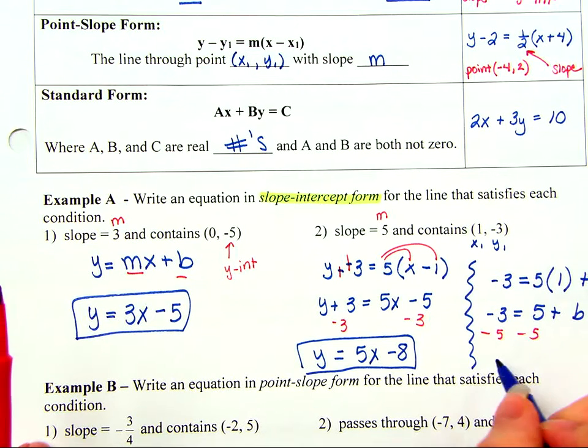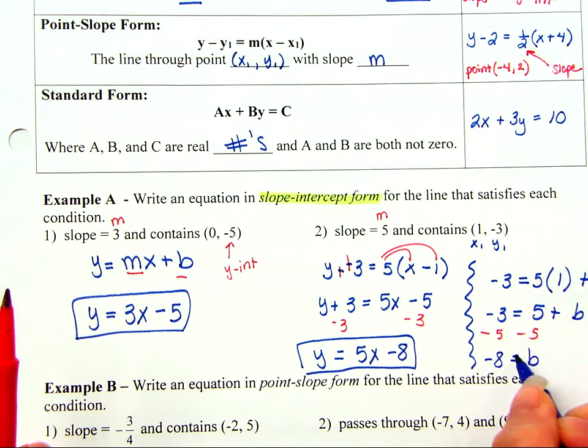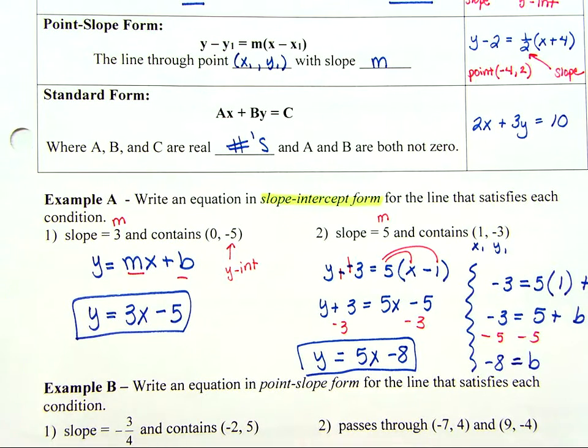Obviously, we should end up with the same answer, and here I'm finding out that negative 8 is b, and we would plug it into our equation. So there are two different ways you could go about that.